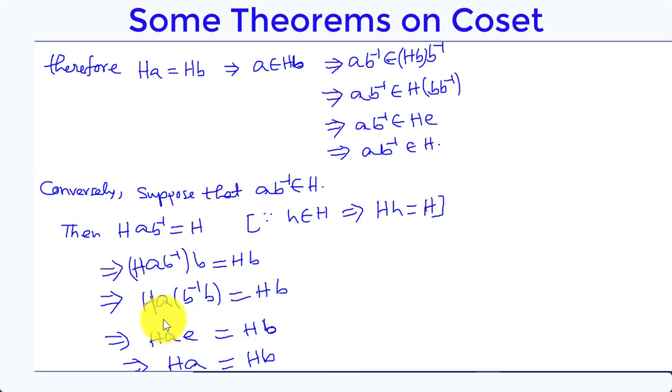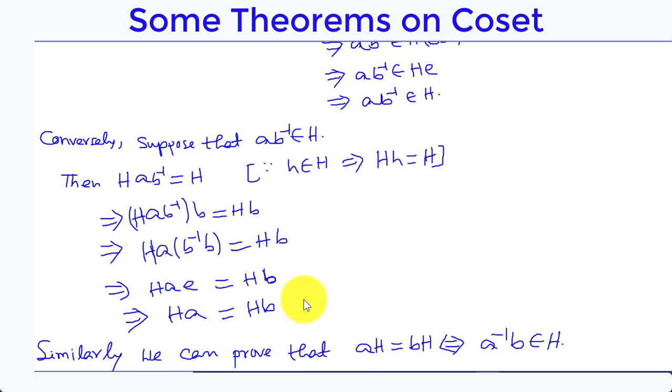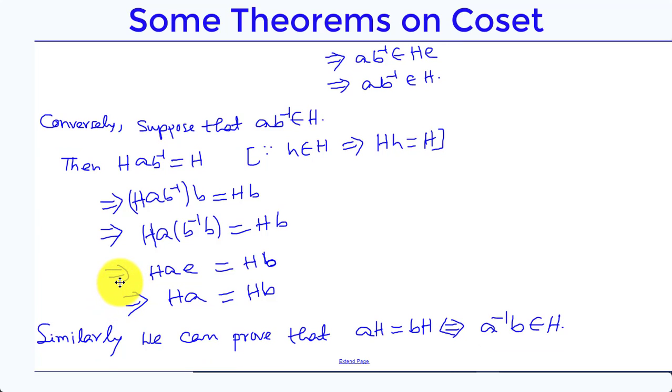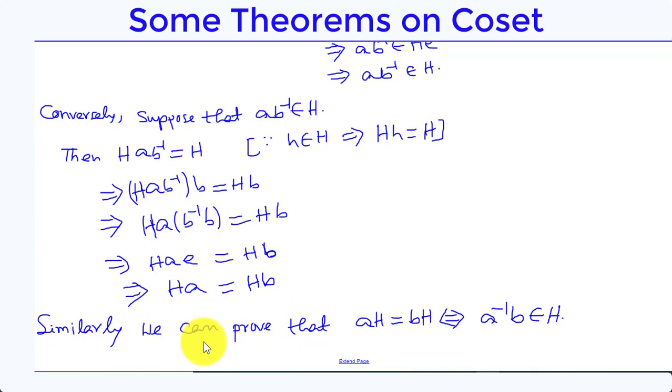Implies that Ha b inverse b is equal to Hb by the associative property of the group. Implies that Hae is equal to Hb, and implies that Ha is equal to Hb, since ae is equal to a. So right coset Ha is equal to Hb. Similarly, we can prove that left coset aH is equal to bH if and only if a inverse b belongs to H.